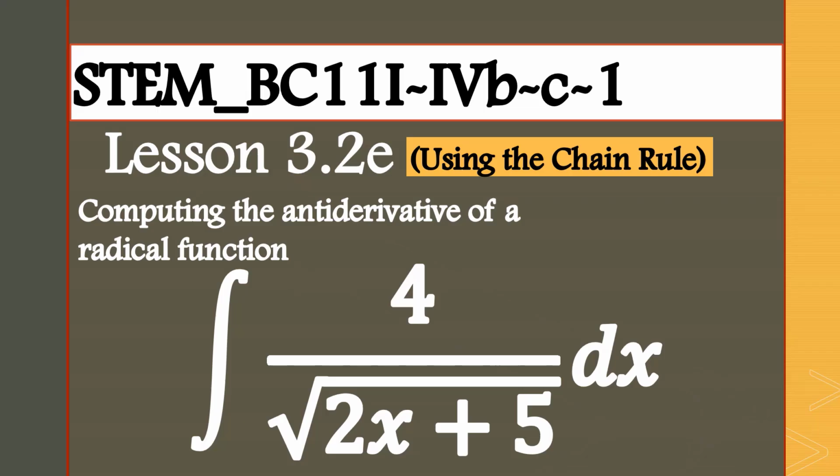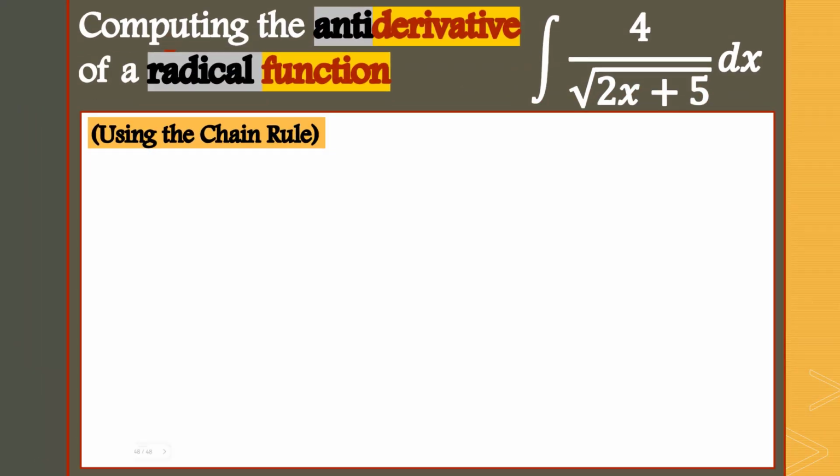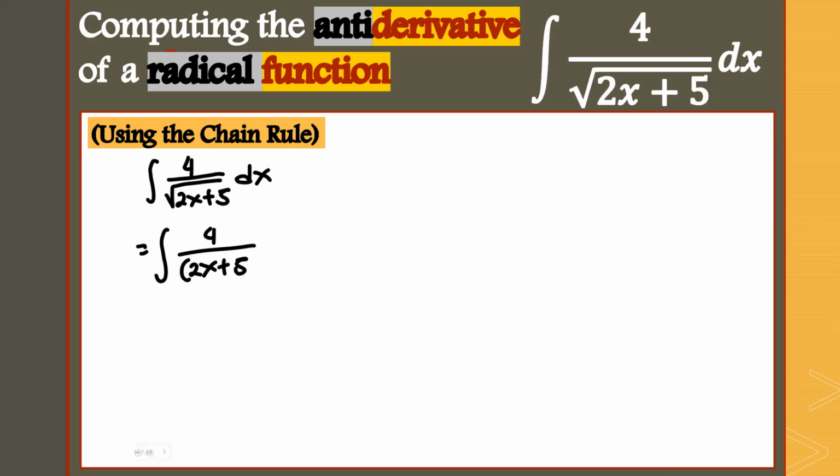Let's compute the antiderivative of this given radical function using the chain rule. This function is known to be a radical function instead of a rational function because the denominator is expressed as a radical function or radical expression. You will have here the integral of 4 over the square root of 2x plus 5 dx. To see the function carefully, of course, you can rewrite it in this manner. The integral of 4 over 2x plus 5 to the power of 1/2 dx.